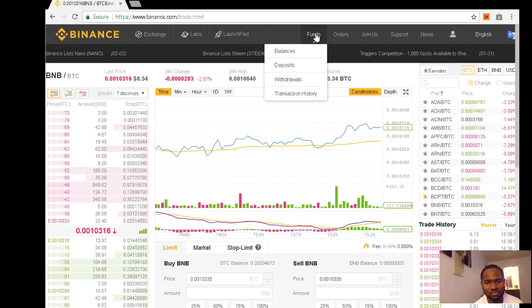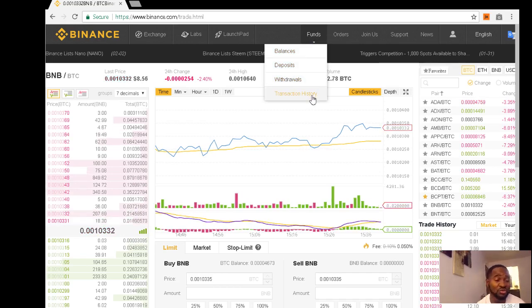Okay, so to check your balance, you click your balance. To deposit, you click deposit. To withdraw, you click withdraw. To check your transaction history, all the transactions that you've made at a particular time before you possibly reset your system or reset the application, you'll see it there.